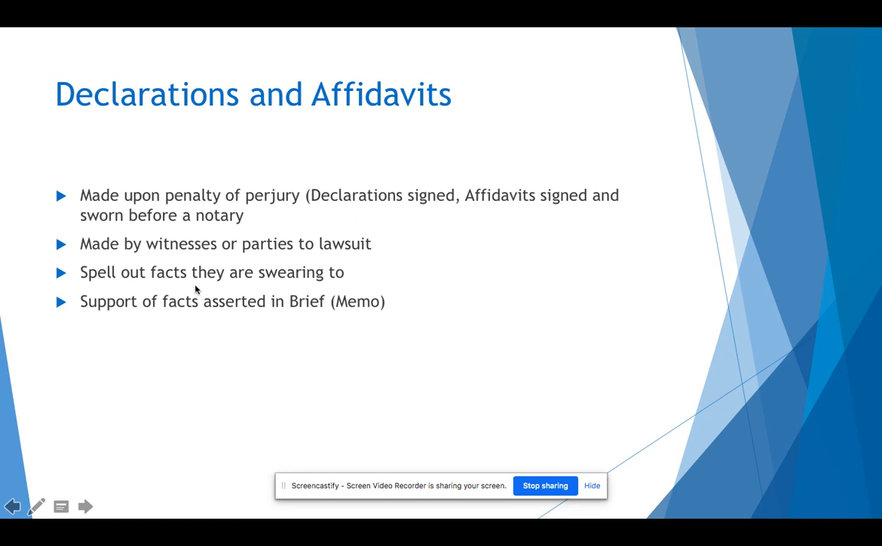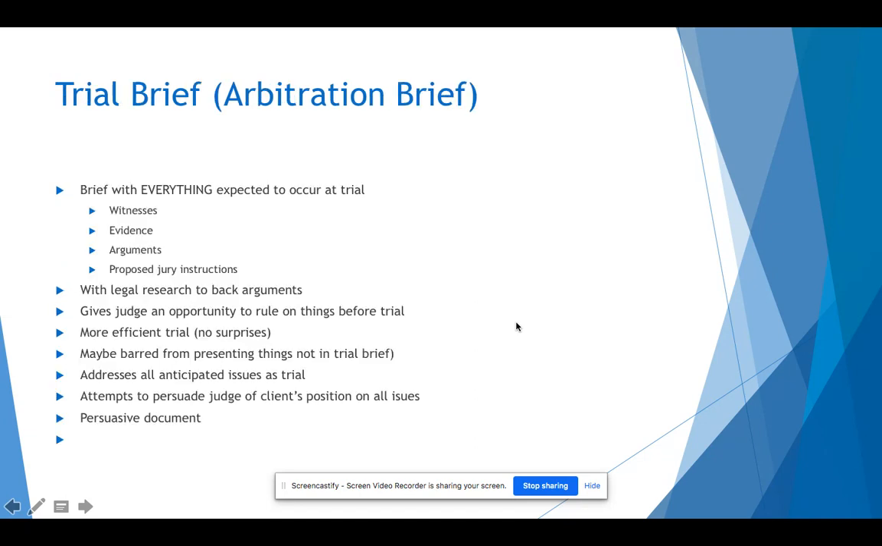They're usually made by either parties to a lawsuit or someone who saw something in a lawsuit, and they spell out all the facts that they're swearing to, which is part of your statement of facts in this motion. And you refer to those declarations or affidavits in the actual text of the Memorandum of Points and Authorities.